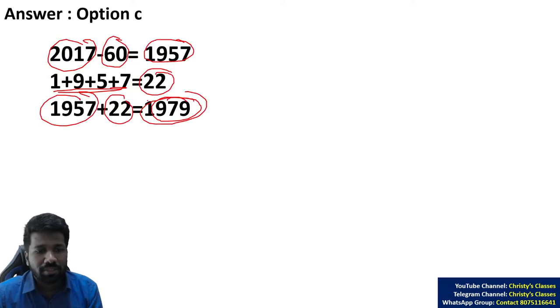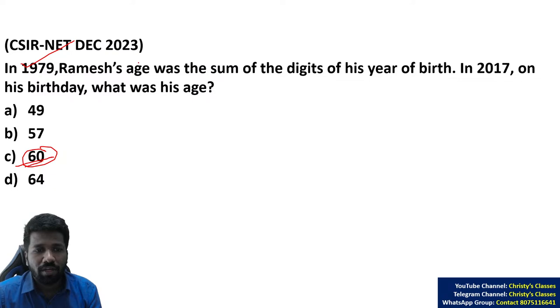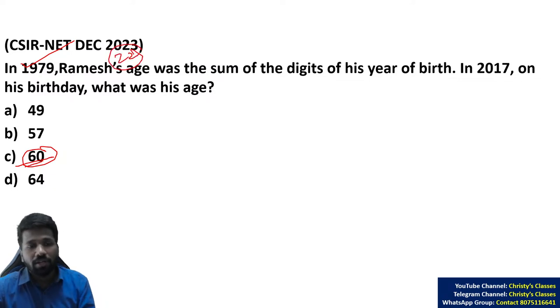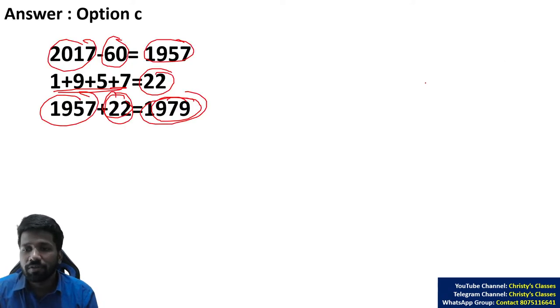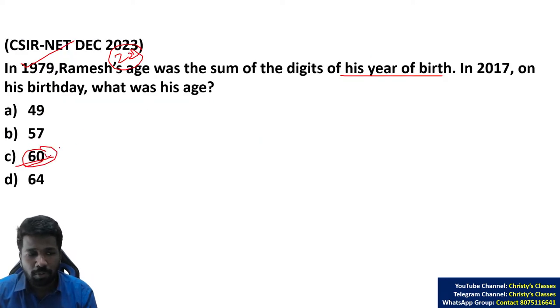So 1979 mein, age 22 hai. That is sum of digits of his year of birth, which is 1957. With respect to option C, I am saying. So 1957 ka digits add kiya to 22 mil raha hai. So 22 equal as, so option C is the answer.